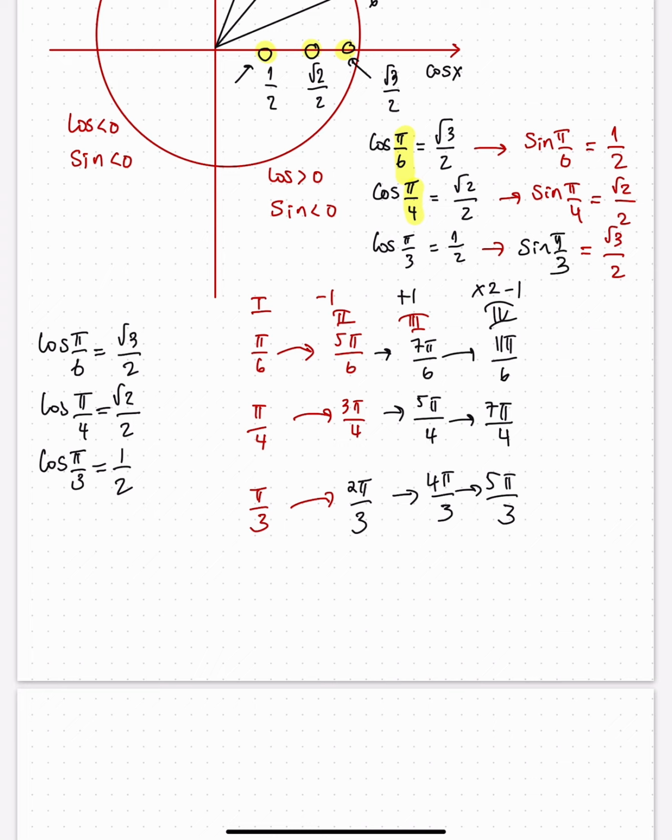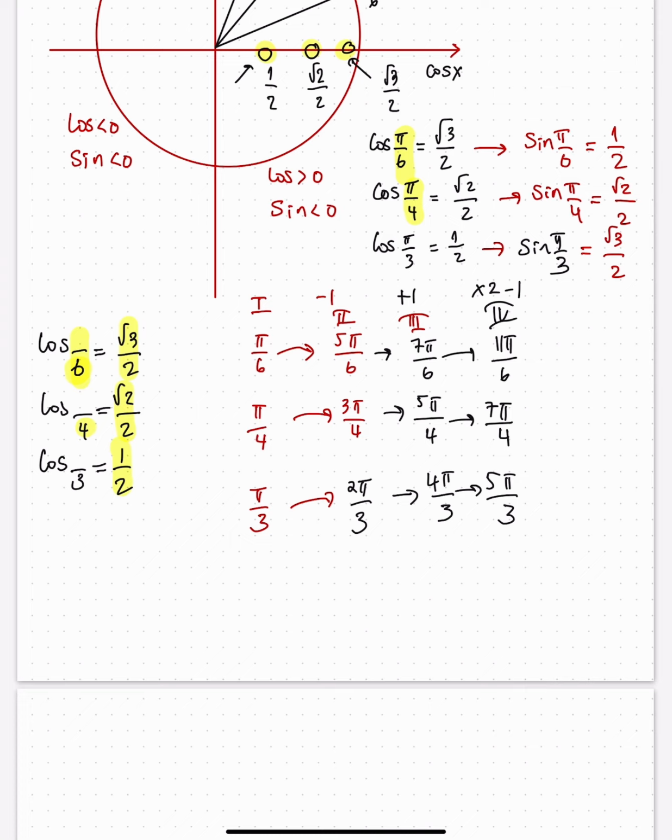So here you can just remember that for cosine of angles that have 6, 4, and 3 as denominators: anything that has 6 as the denominator, we can consider cosine of that angle equal to square root 3 over 2. For anything that has 4 as denominator, cosine of that angle is square root 2 over 2. And for cosine of anything over 3, it is 1 over 2. You can just remember that.